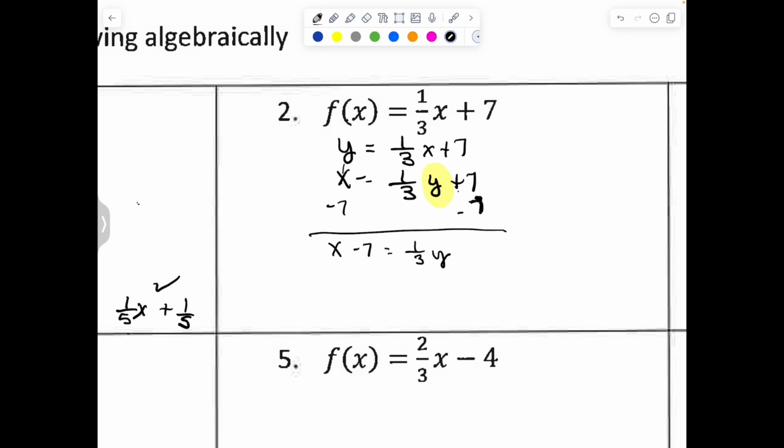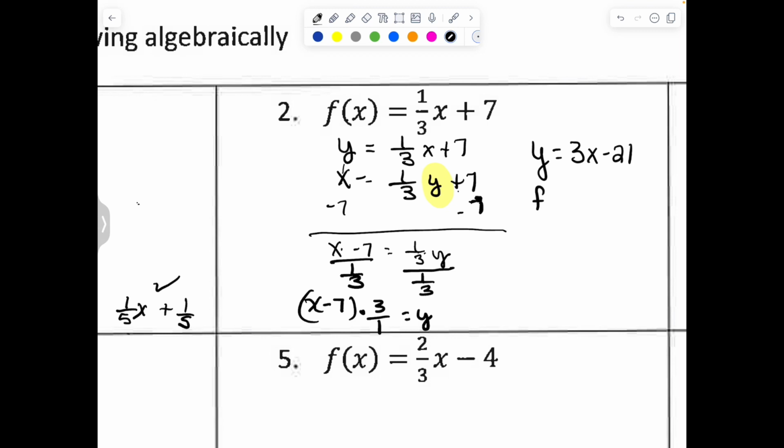Now, we're multiplying by 1/3. So to get rid of this, we would have to divide by 1/3. If you recall from the last unit, dividing by a fraction is the same as multiplying by its reciprocal. So I'm going to have x minus 7, and I'm going to multiply by the reciprocal of 1/3, which is 3/1. So I could leave that like that, or I could write it as y is equal to 3x minus 21, or f inverse is equal to 3x minus 21.